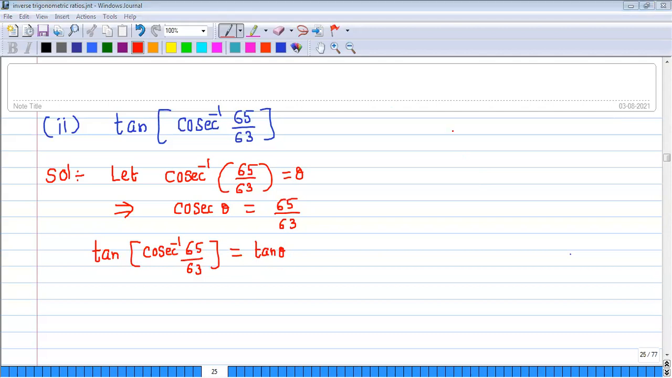So first let us draw a triangle, a right angle triangle. So this is the right angle. Let us say theta here. Anything you can take. As per the definition of cosecant theta, hypotenuse by opposite side, this is 65 and this will be 63. So we need to find out this one.